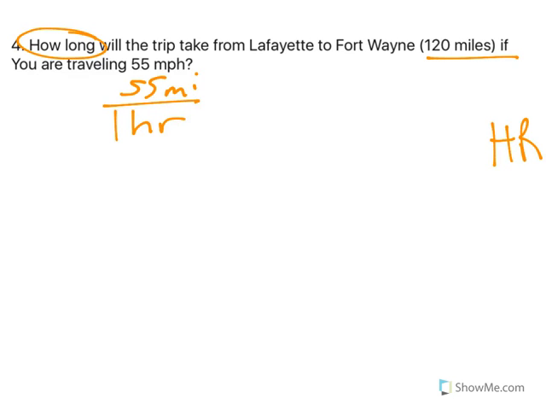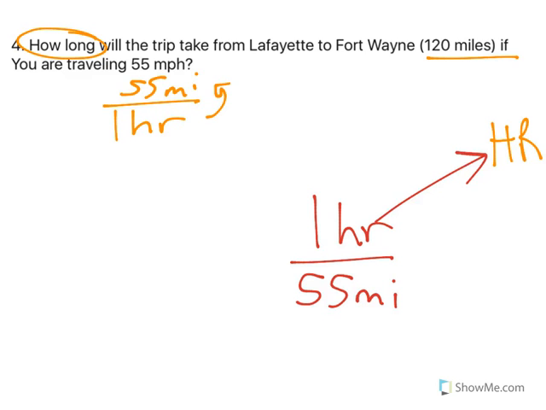Okay, well, I want this to end in hours. So I'm going to flip this because I want 1 hour to be on the top and 55 miles on the bottom, because I need to end in hours, right? If you want to end in something, it has to be in the numerator. This isn't something over hours, it's just hours.